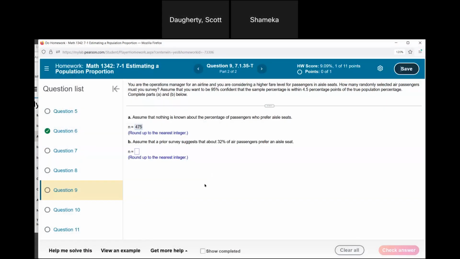Now, part B says, assume that 32% prefer the aisle seat, which is what this problem is trying to estimate. Like, what percentage of people prefer the aisle seat on a passenger plane. So I guess what they're saying here is we have a previous study where we happen to know that based upon this previous study that we think about 32% of passengers prefer the aisle seat. So we have an estimate for what P hat might be.